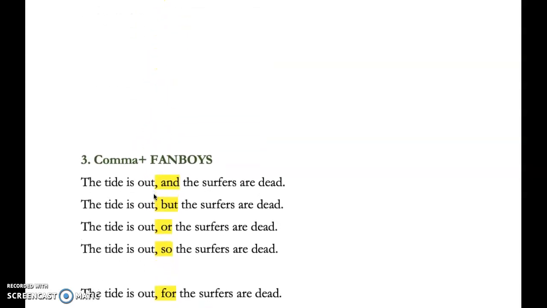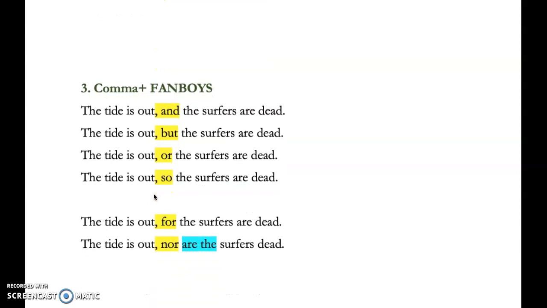So the first technique is called comma plus FANBOYS. FANBOYS is a way to remember the words that this rule affects. So the words are for, and, nor, but, or, yet, and so.